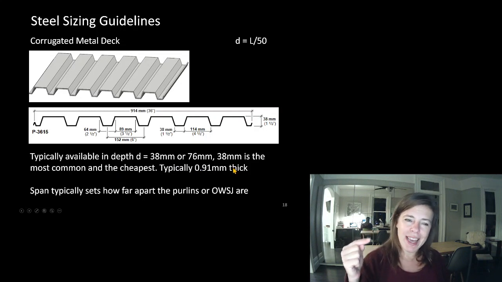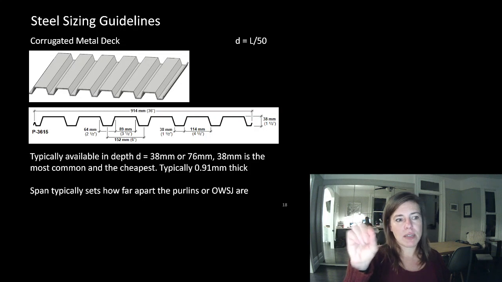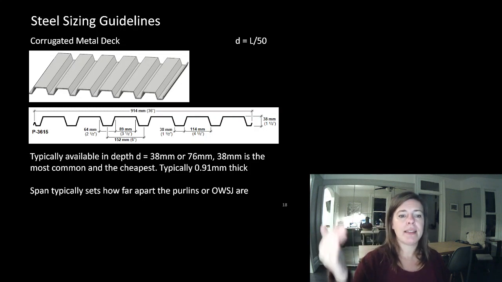Remember when we were looking at dead loads, there was steel decking, and there was one that's 0.91 millimeters thick, and then there was a heavier one. Well, the most common deck is 38 millimeters deep, and the steel that's bent into that shape is 0.91 millimeters thick.